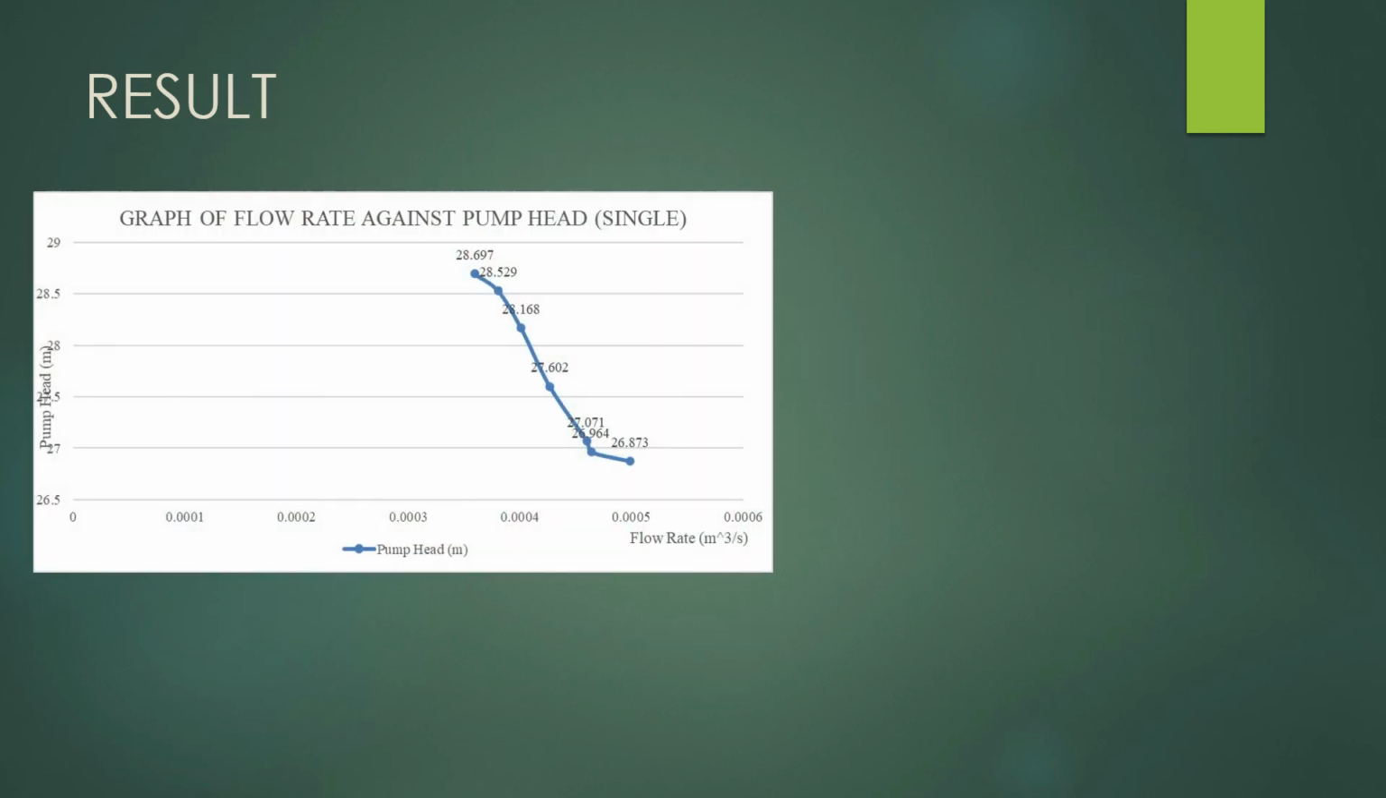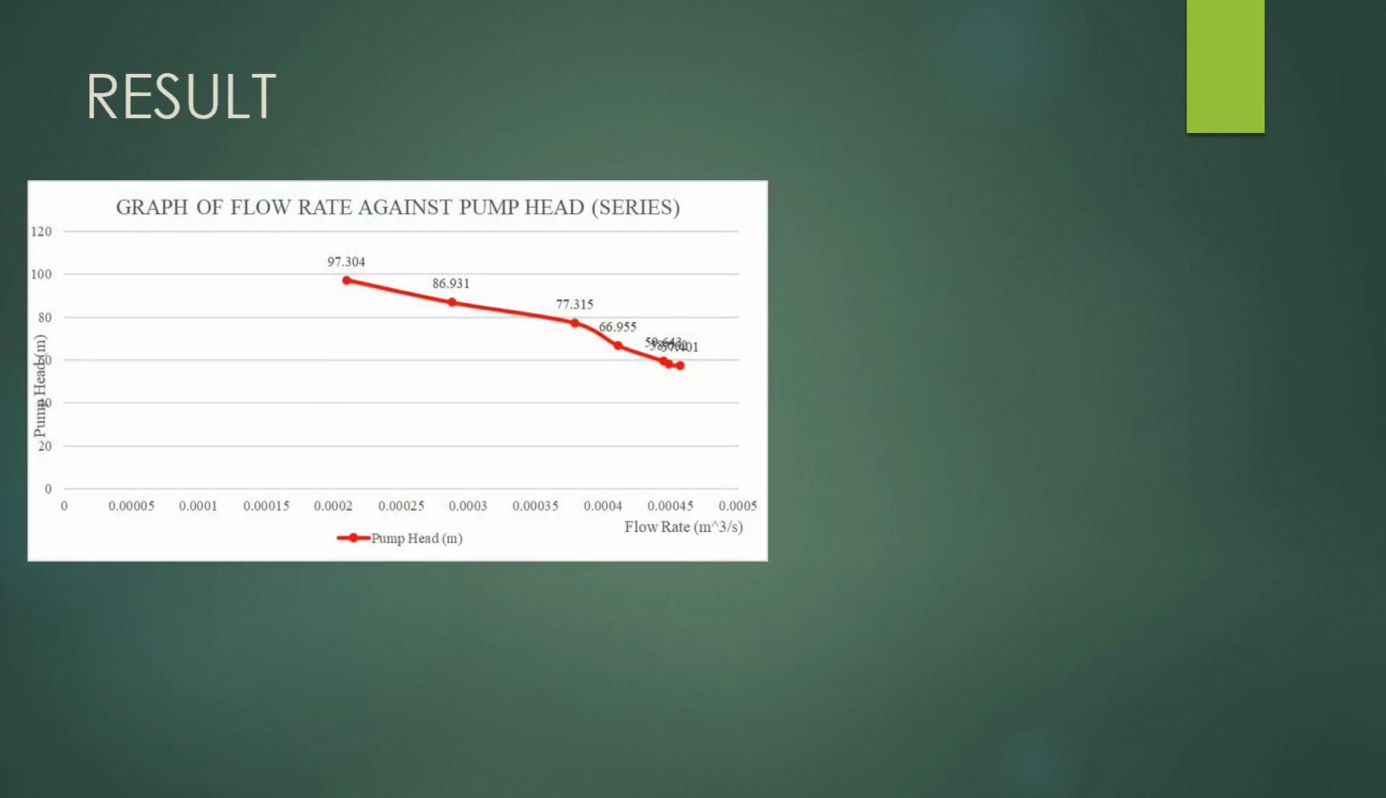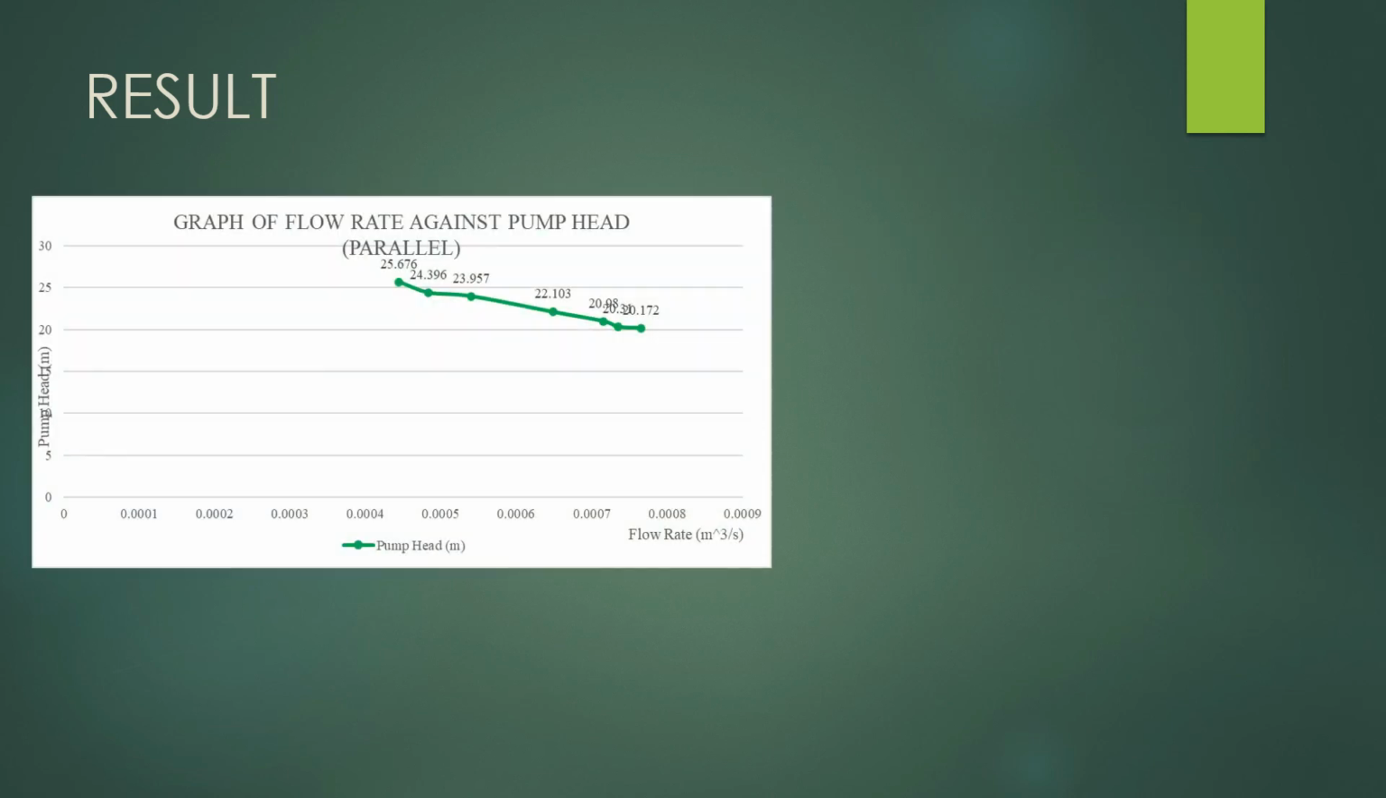So this is our graph of flow rate against pump head for the single pump. The graph correlation shows that the pump head decreases as the flow rate increases. This relationship states that the pump head is inversely proportional to the flow rate for a single pump. This is also the same for the series, where the pump head is inversely proportional to the flow rate also. So for the parallel, also the same.